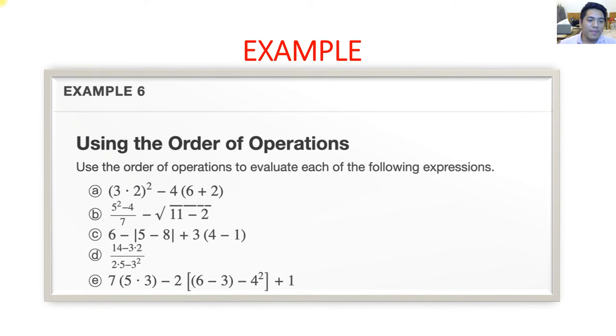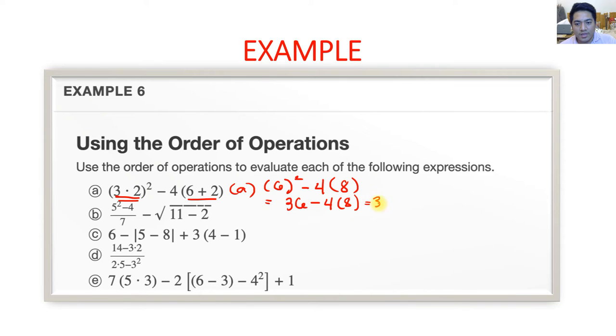For example, for letter A, what we are after first is the parentheses itself, so we need to simplify that first. 3 times 2, that must be 6 squared, minus 4 times 6 plus 2, that is 8. Next, we square 6. That would be 36 minus 4 times 8, which is 36 minus 32. That would be 4. You multiply first because multiplication comes before subtraction in PEMDAS.